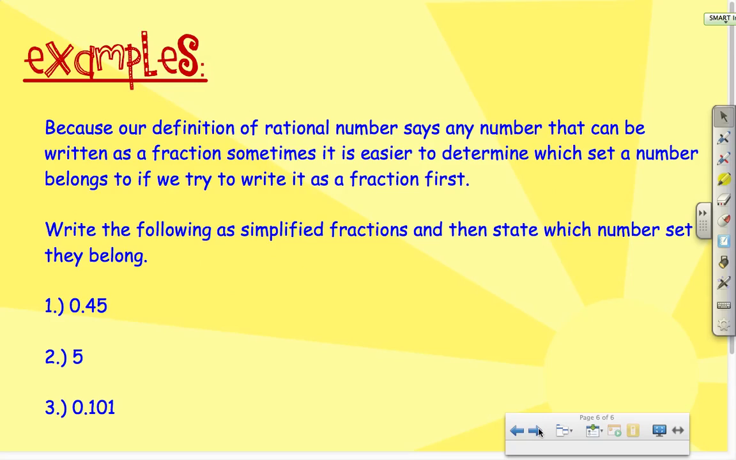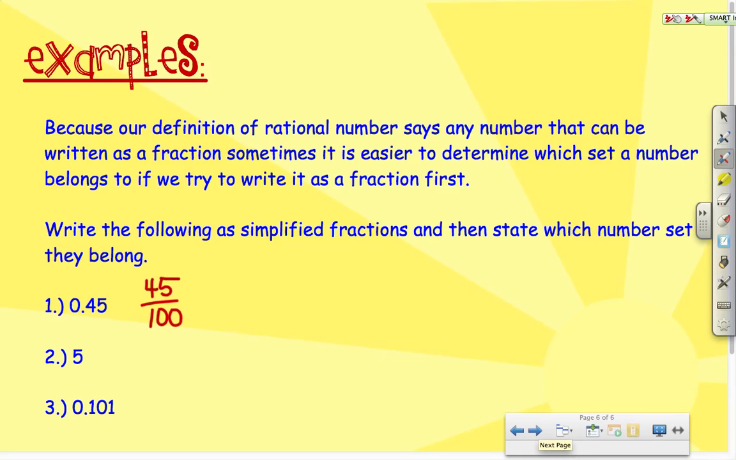And finally, because our definition of rational number says any number that we can write as a fraction, we're going to show how these are rational numbers. So we're going to take the following and we're going to simplify them and then state which number set they belong to. So when I simplify 0.45, I would call that 45 hundredths. So I can just write that as 45 hundredths.